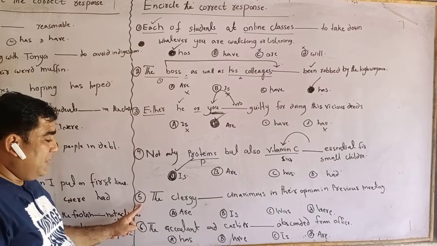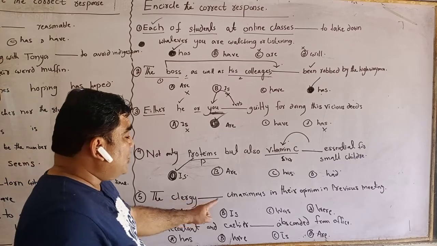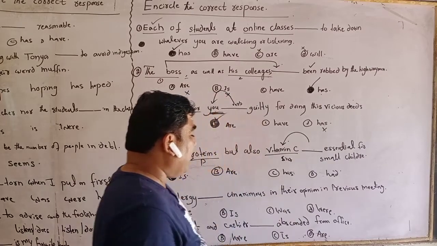Number 5. Listen: the clergy dash unanimous in their opinion in the previous meeting.